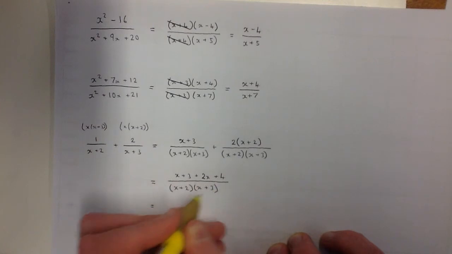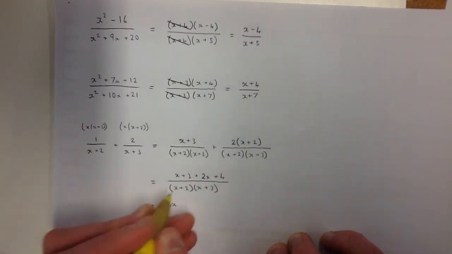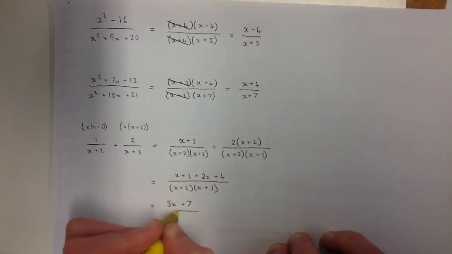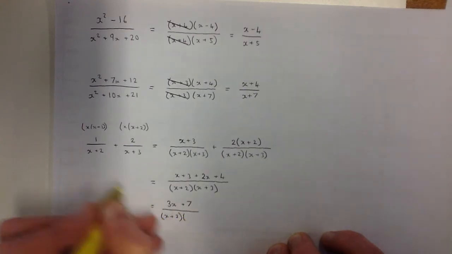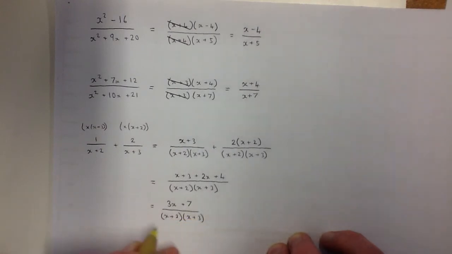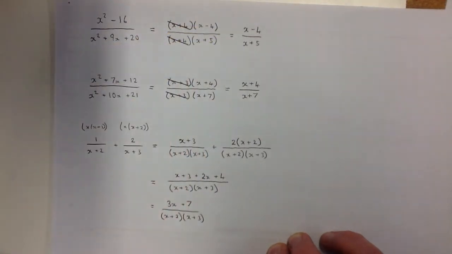All we need to do now is simplify this top line. We've got 3x and we've got 7. So the simplest version of this algebraic fraction, or algebraic fractions, when fully written out, is this here. Now in some cases you might find that when we get to this stage you can cancel in very much a similar way as when we did there. In this case we can't. So this is our solution.